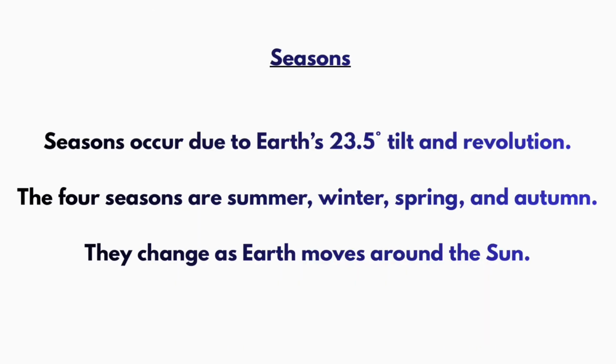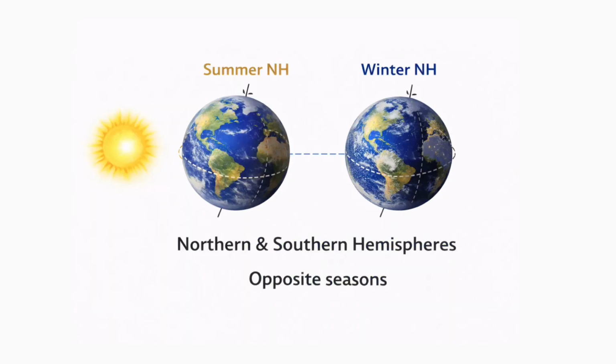Now we will talk about seasons. Seasons are different weather conditions during the year. They occur because Earth revolves around the sun and Earth's axis is tilted. Due to this tilt, different parts of Earth receive different amounts of sunlight at different times. Common seasons are summer, winter, spring and autumn. So we can say seasons happen because Earth moves around the sun while tilted.